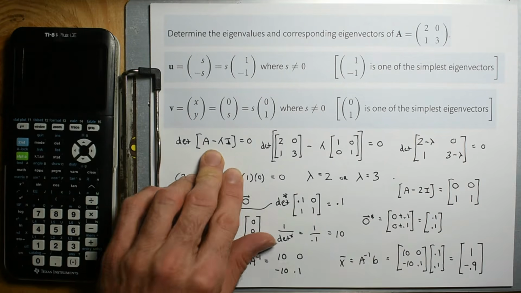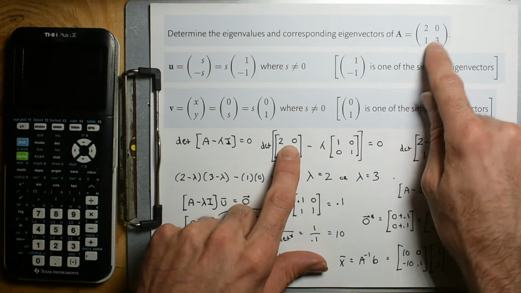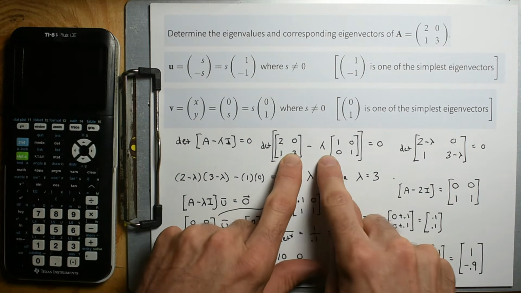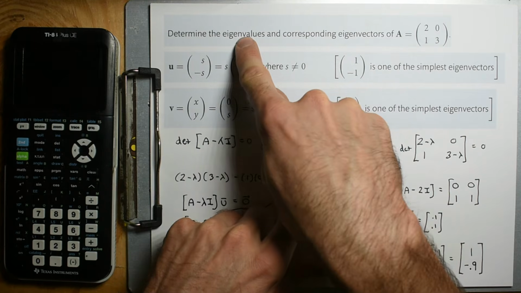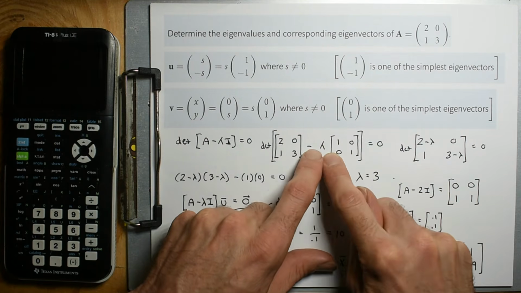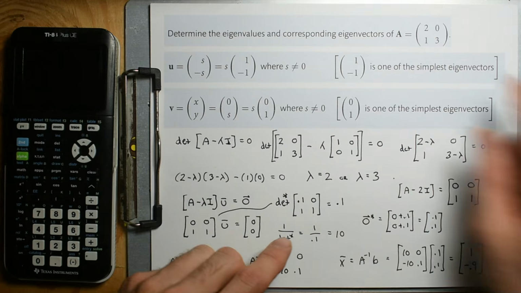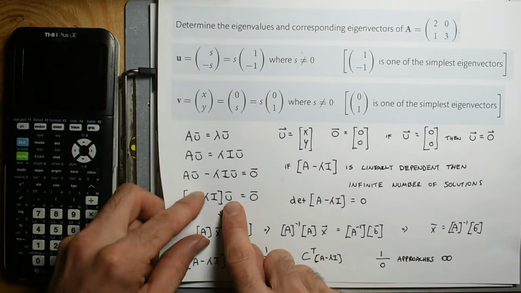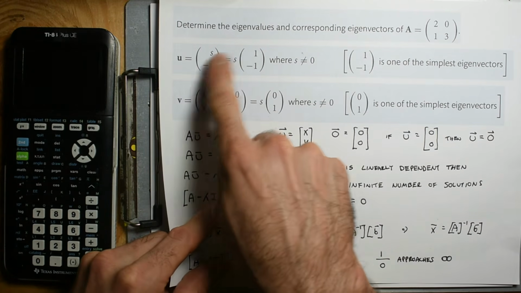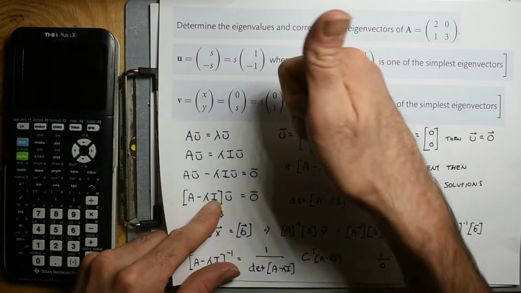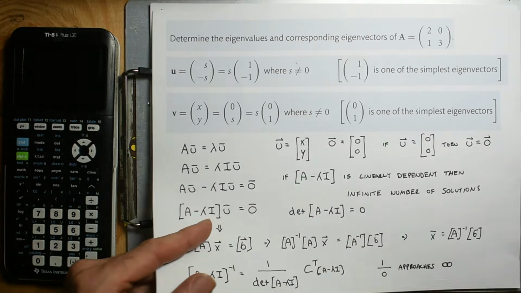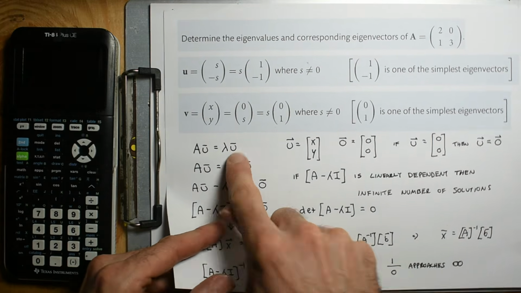And then what is this? So we have A, which is just 2, 0, 1, 3, minus the scalar. And see how I'm not saying this is the eigenvalue. I said I wasn't going to say it, but that's the eigenvalue. The eigenvector is u. Once we solve for u, and it's in the form of this, which we'll get to in a second, that is the eigenvector. So yeah, eigenvalue, eigenvector.